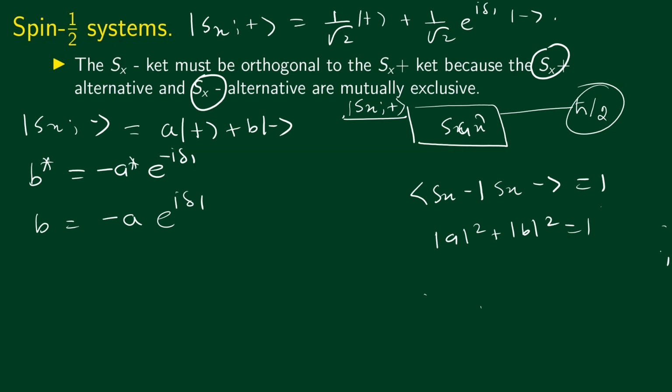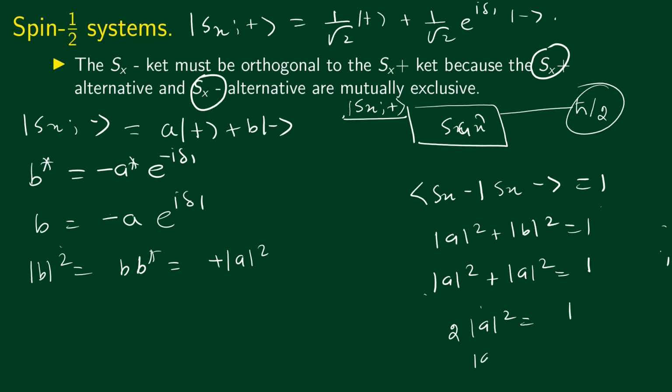But here I already have B in terms of A, so I can write this as modulus A squared plus modulus B squared. Modulus B squared is B star B, which is equal to minus modulus A squared. There's a minus here, so it's plus modulus A squared, and the phase factor disappears. So twice modulus A squared is equal to 1. Modulus A squared is 1 by 2, or modulus A is 1 by root 2.